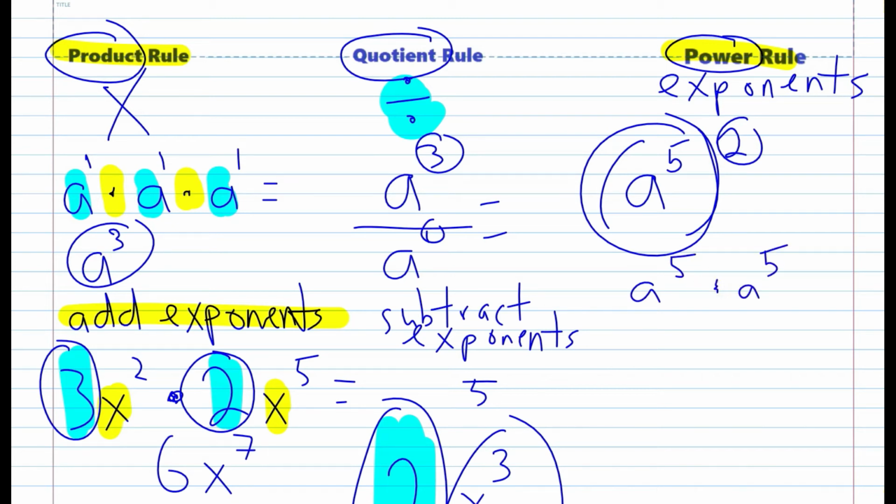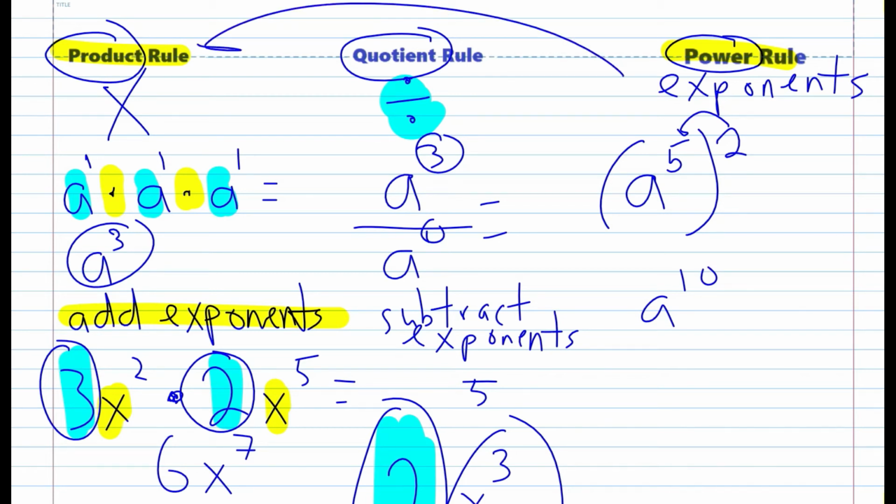So if we just apply this product rule that we looked at, we said if there's a multiplication problem and it has the same base, we add the exponents together. 5 plus 5 is 10. But now, if I just look at this rule for what it is, a to the fifth to the second power, we are pretty much just multiplying 5 times 2, which is still a to the 10th.